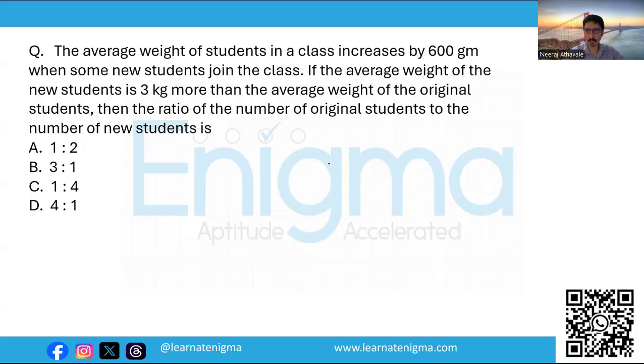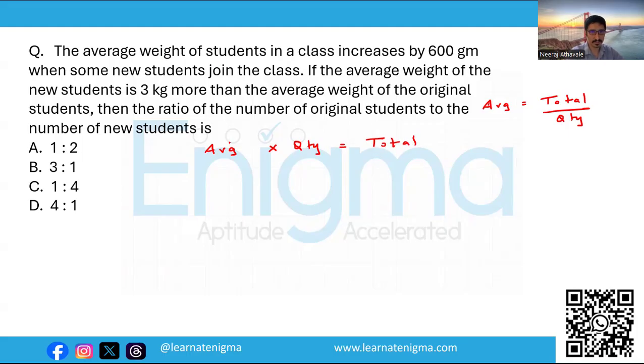Now we can solve this question by a simple table. Now we know that the formula for average is equal to total upon quantity. So therefore we can have the formula as average into quantity is equal to total.